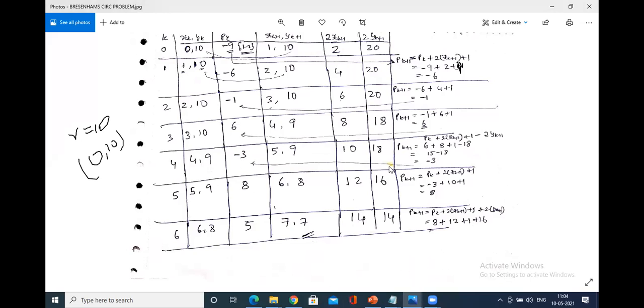So -3, how did you get it? Based on the old pk value, 6 plus, how do you get 8? 2 into 4. Xk plus 1 is 4. Okay, the previous value of xk you have to evaluate. 4 into 2 is 8 plus 1 minus 2 into yk plus 1. So yk is 9. 9 into 2 is 18. So you get around -3. So -3 is inputted over here.